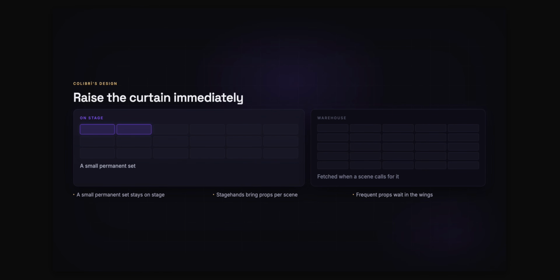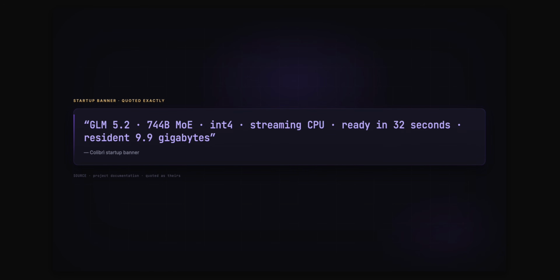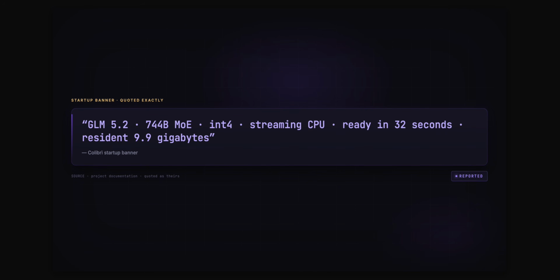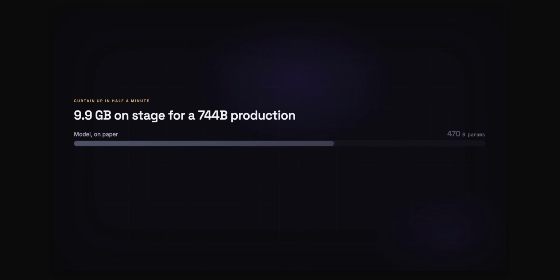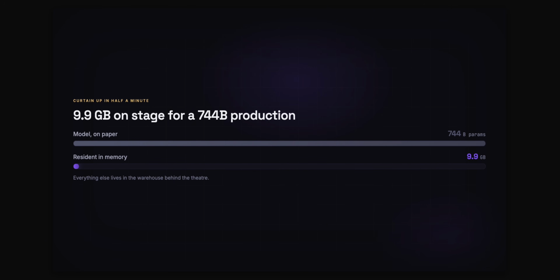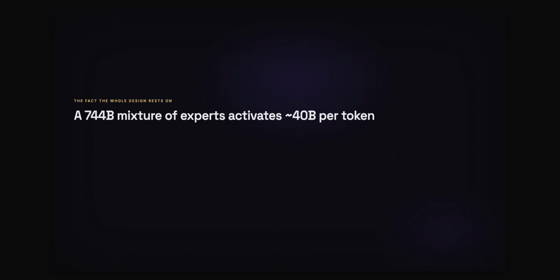Colibri's design is, raise the curtain immediately, and let stagehands bring props per scene. A small permanent set stays on stage, and the project's own startup banner states the size with confidence. I want to quote exactly, GLM 5.2 744B Mo int. 4 streaming CPU ready in 32 seconds, resident 9.9 gigabytes. 9.9 gigabytes on stage. For a 744 billion parameter production, curtain up in half a minute. Everything else lives in the warehouse behind the theater. Fetched when a scene calls for it, and the props used most often are kept standing in the wings.